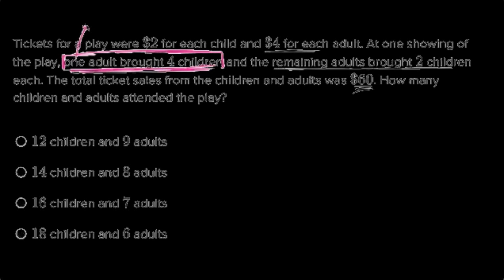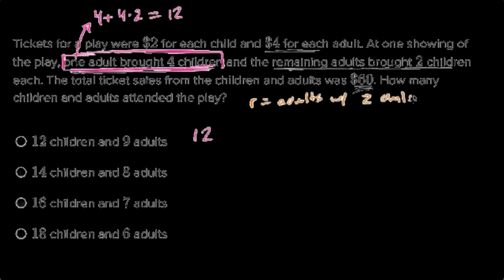Well, that one adult is going to spend $4 for their own ticket, and then 4 children at $2 each. So plus 4 children times $2 per child. This is going to be $8 on the children's tickets plus $4 on theirs. They're going to spend $12. So that adult is going to spend $12. And then there's some remaining number of adults that brought 2 children. So let's set R as the number of adults with 2 children.